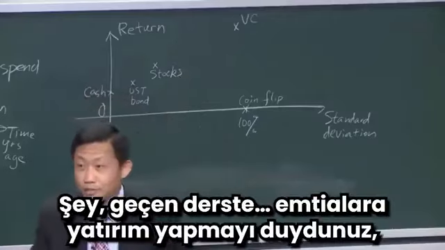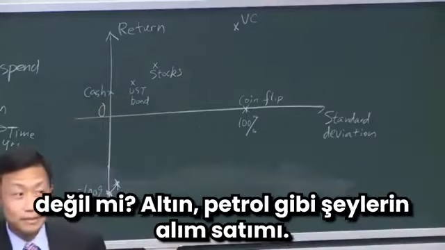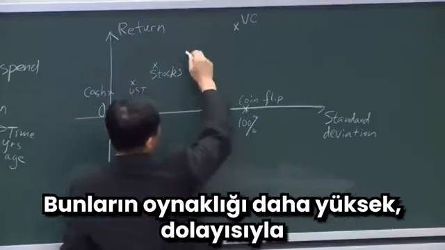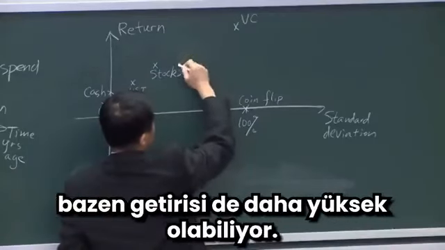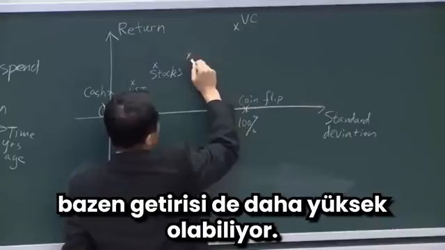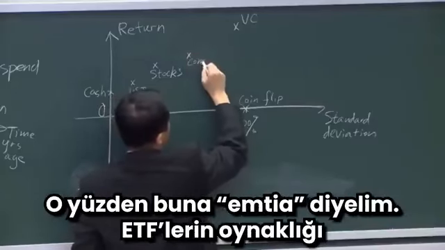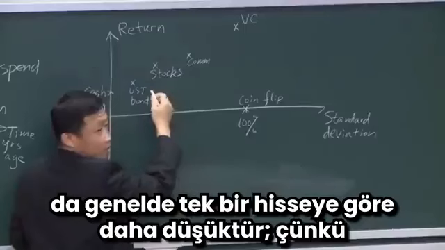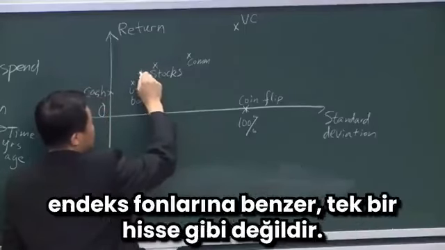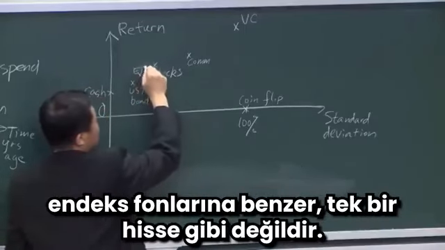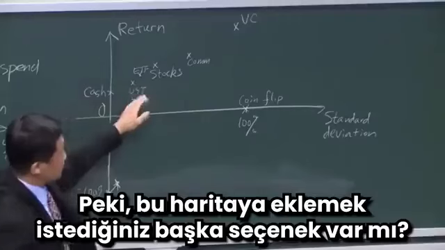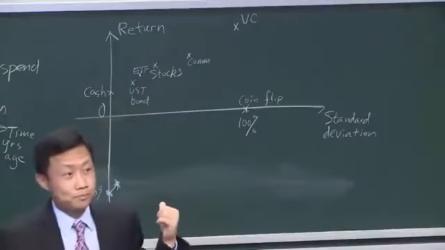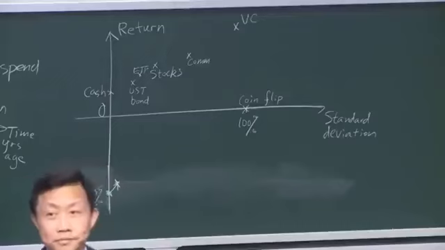Last application lecture, you heard about investing in commodities, right? Trading gold, oil. So that has higher volatility, so sometimes higher returns. So let's call this commodity. And ETFs typically have lower volatility than single stocks, because it's just like index funds. So here, are there any other choices you'd like to put on this map?